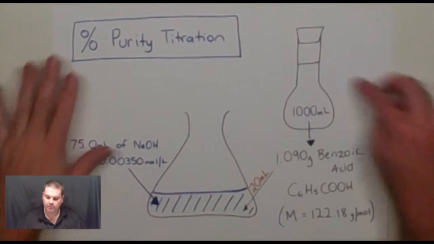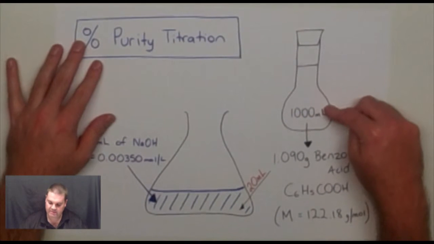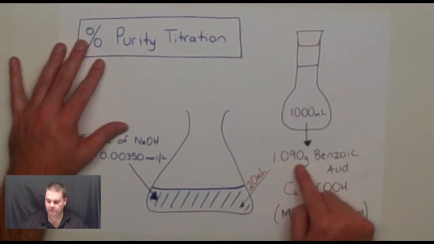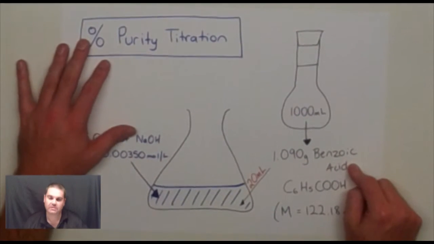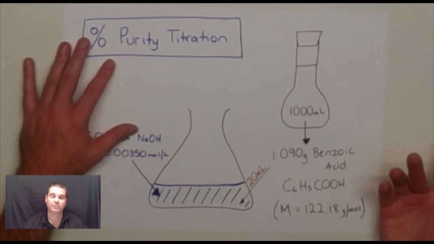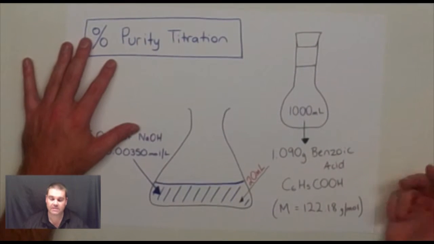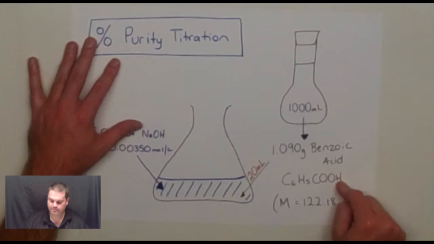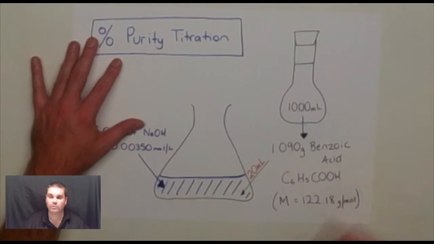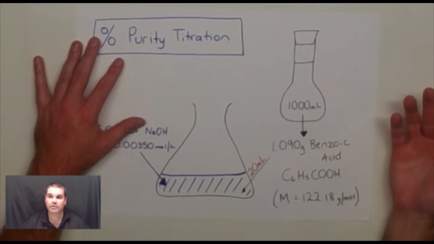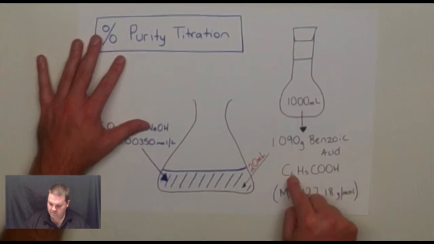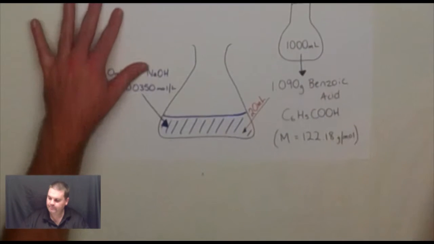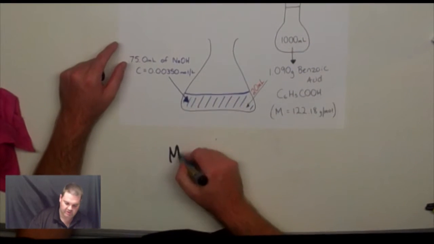So here we've got a 1 litre volumetric flask, 1000 mL, and we're dissolving in 1.090 grams of benzoic acid. Now you don't have to know the formula of benzoic acid, something like that they'll give you in the exam. So the formula is C6H5COOH. So if you go through and follow your normal molar mass calculations from the periodic table, 7 lots of 12.01. I'll make sure I show that too.